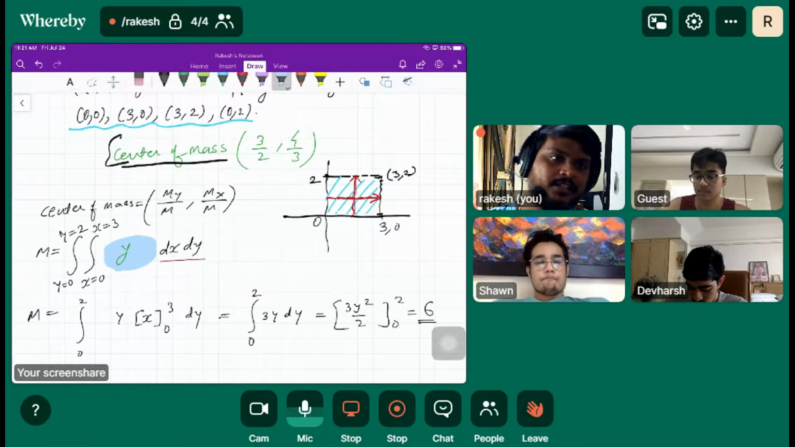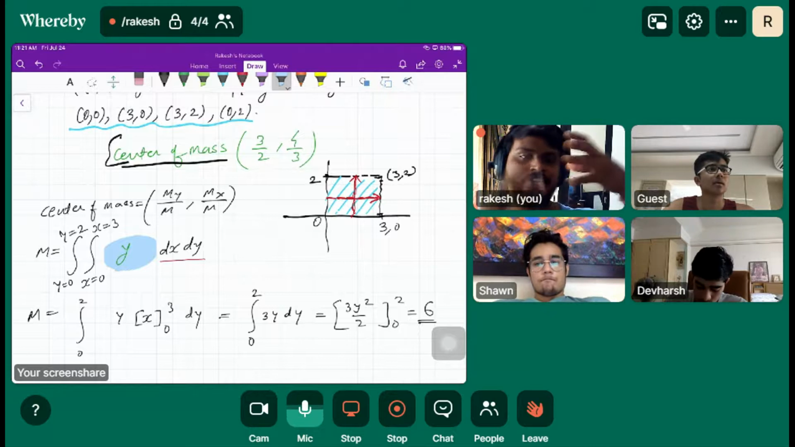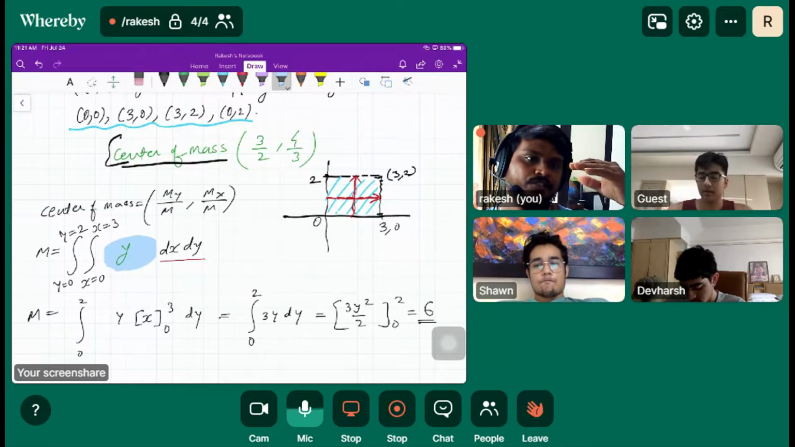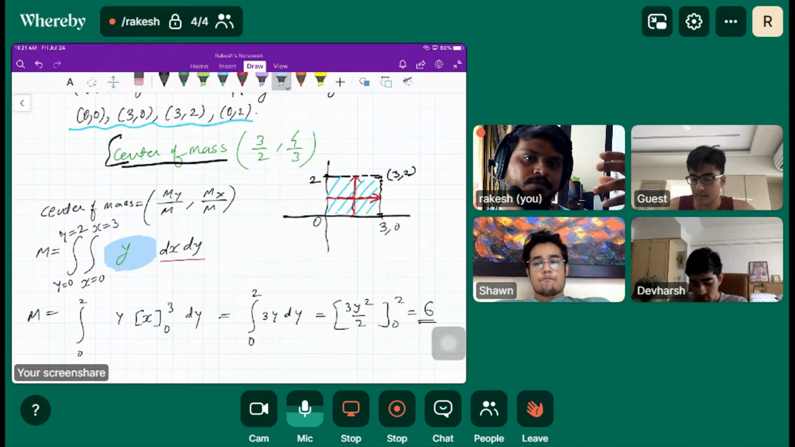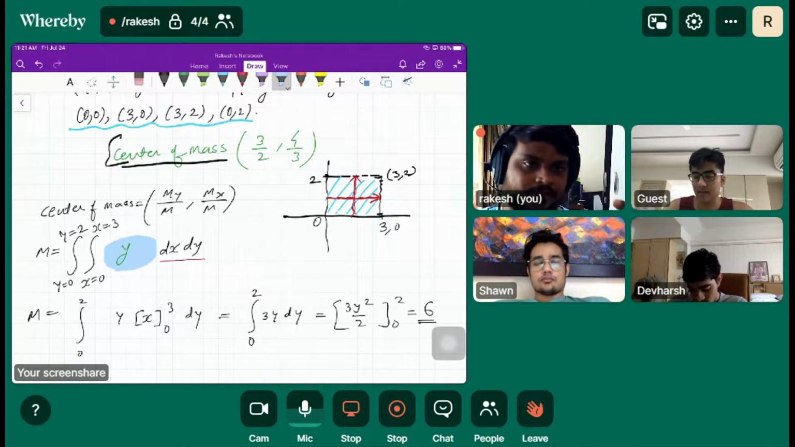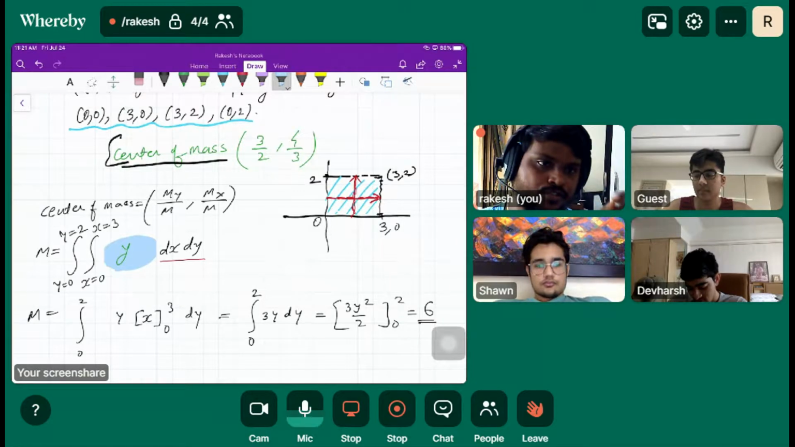Did you forget that? The volume of the cylinder is pi r square h. And if you take height h equal to 1, the volume of the cylinder is pi r square, which is nothing but the cross section area. So with h equal to 1, you will find the area. But here the function is the mass density function, so because of the mass density function, we are finding out the total mass of the plate.